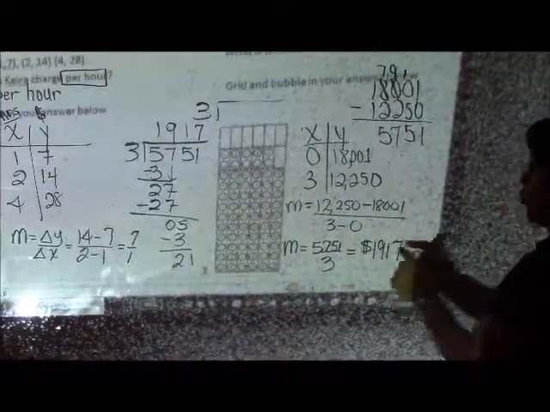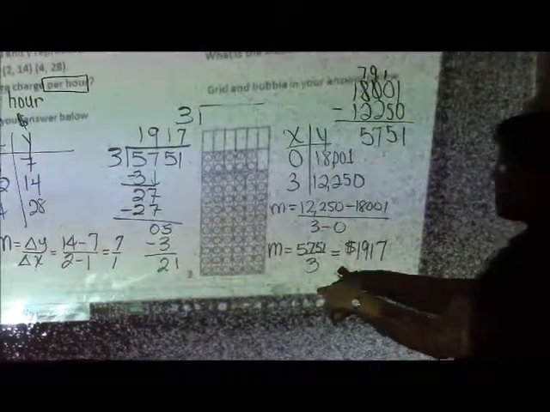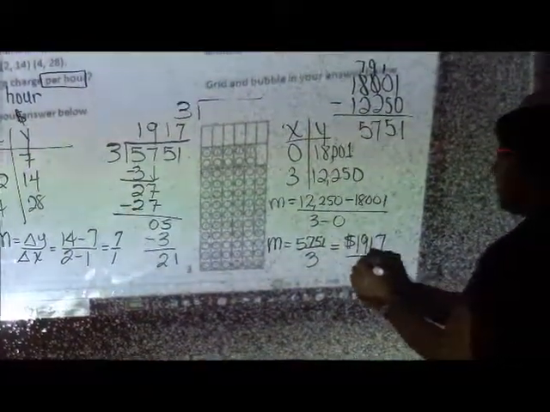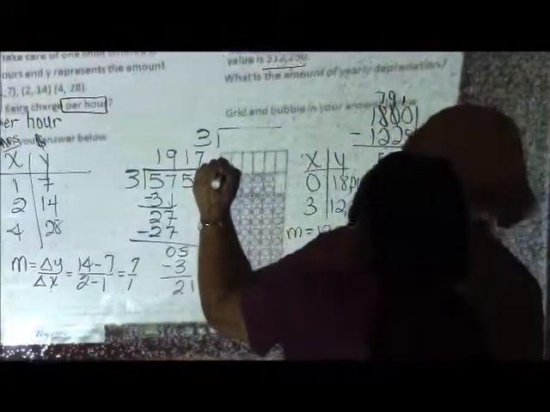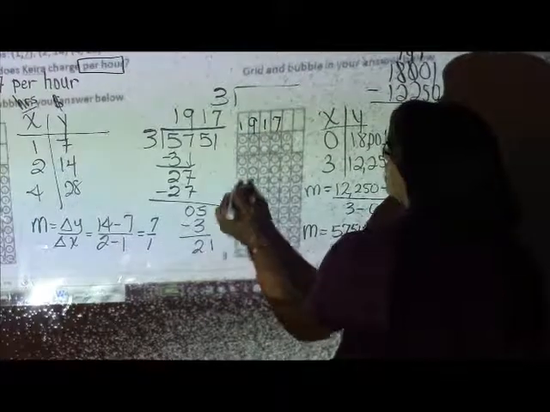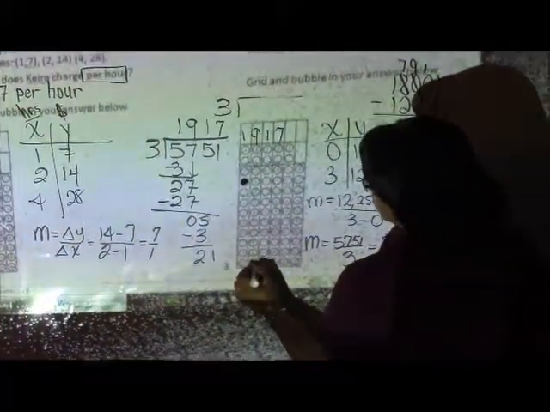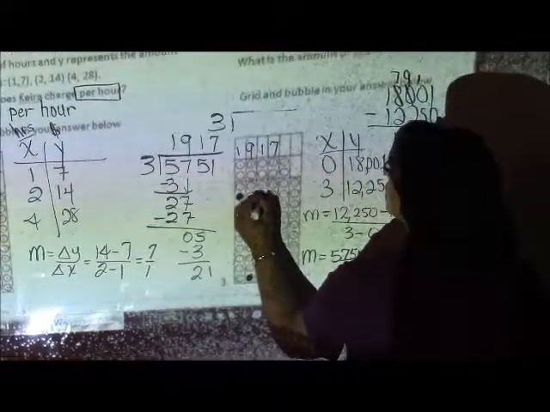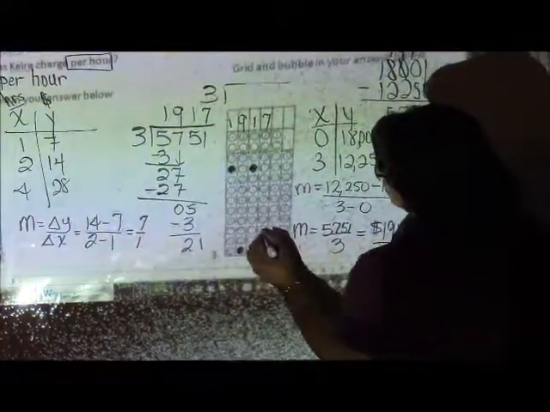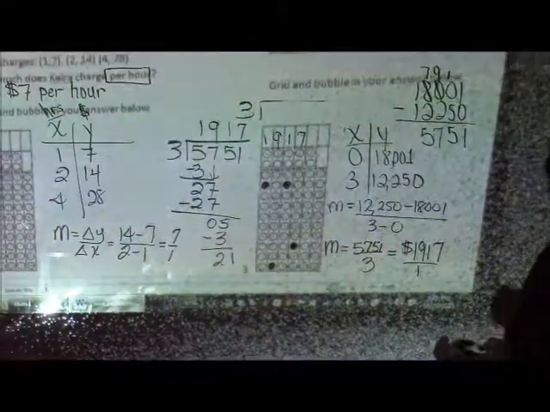So the value of this car goes down $1,917 per 1 year, or $5,751 for 3 years. But we want to go where our denominator is 1. So it's 1,917, and then you bubble in. So here's your 1, 9, 1, 7. And that's how you would do the problems. Let me know if you have any questions.